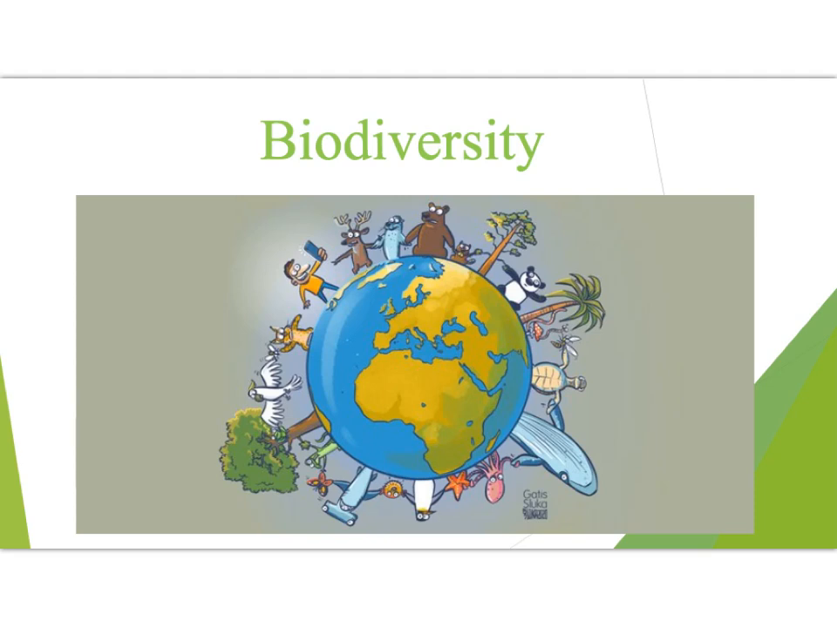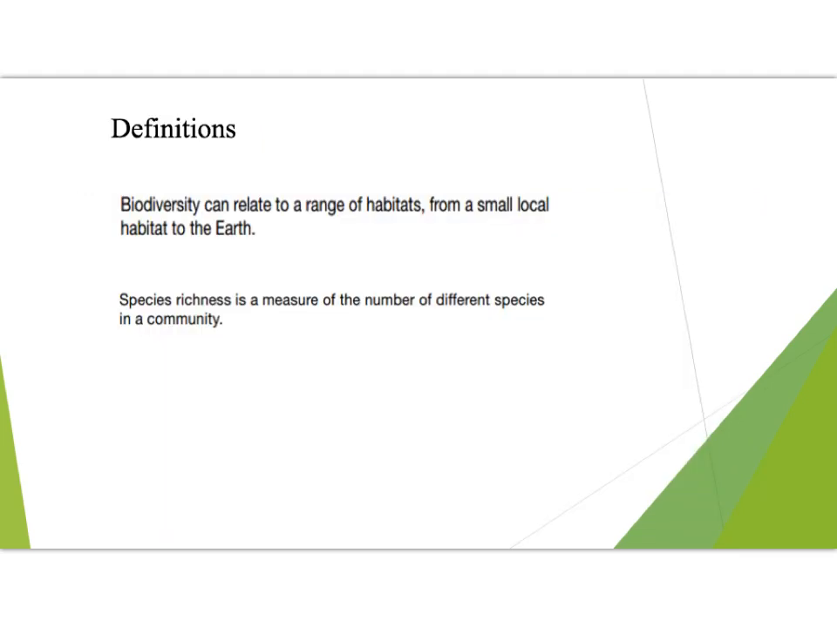Okay, so we're going to talk about biodiversity for A-level biology. There are two important definitions to know. Firstly, biodiversity can relate to a range of habitats, from a small local habitat to the Earth. It's quite a vague definition, and if you look online there are all sorts of different definitions for biodiversity. One definition that you definitely need to know and be quite precise about, though, is species richness. This is simply the number of different species in a community.